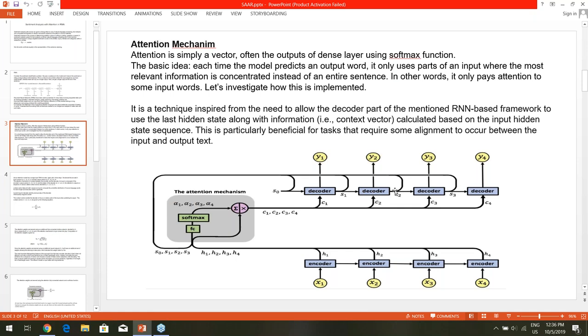Attention is nothing but a weighted matrix. Basically, for every single word, how much attention you should be paying. Like, it is a good thing.